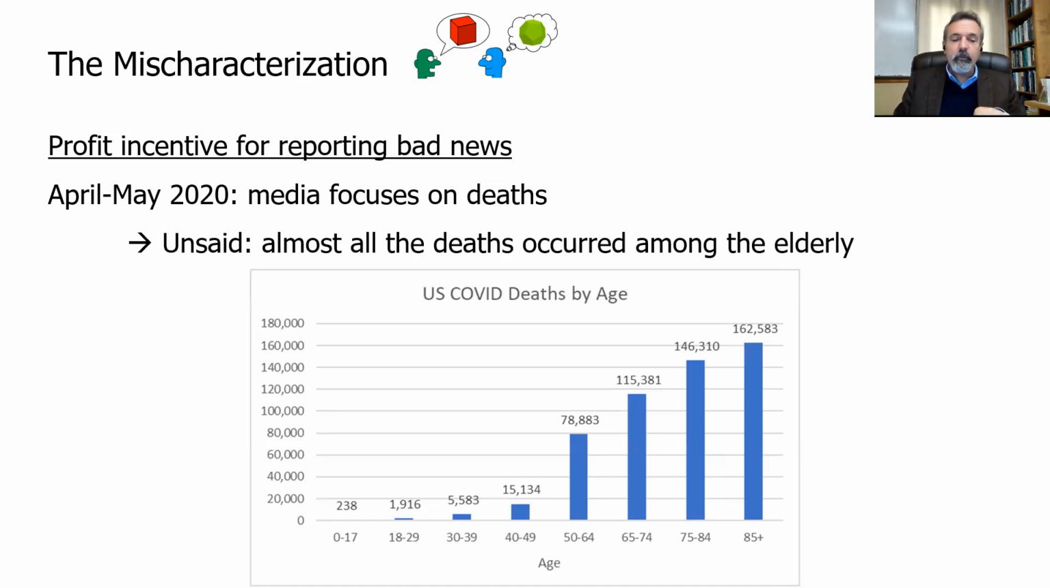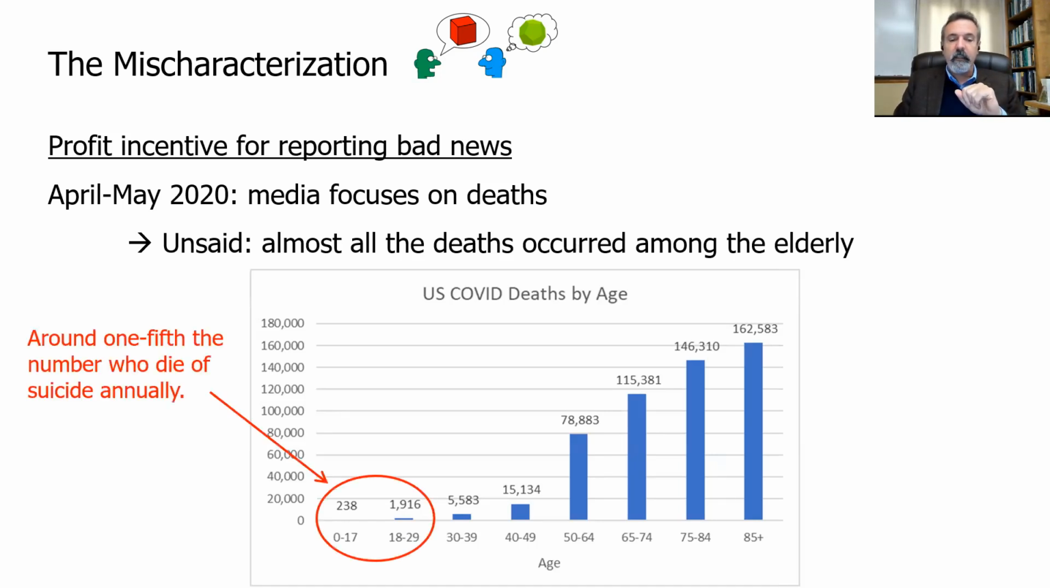In fact, if you look at the people ages 0 to 29, the number of people who died of COVID amongst that age group, that's 1/5 of the number amongst that age group who die of suicides. So let me say that again. Amongst young people, think school age, college age, amongst those people, 5 times as many die of suicide in a year as die of COVID. Not to say that COVID was not a threat to these people, but rather that there were other things that we live with on a day-to-day basis that were much, much greater threats.